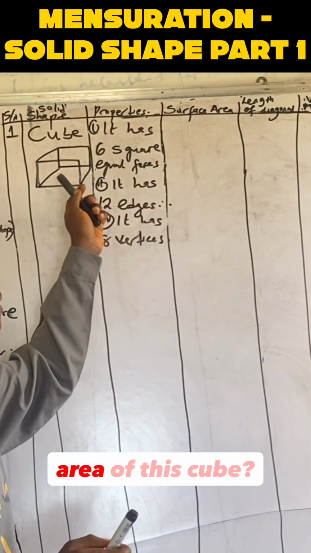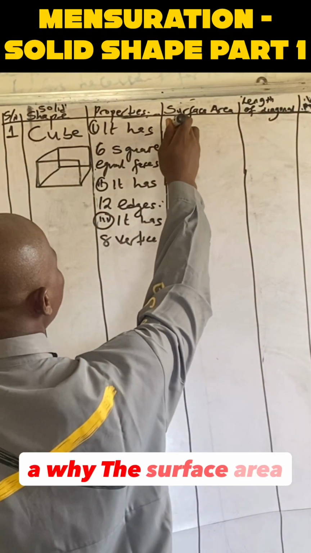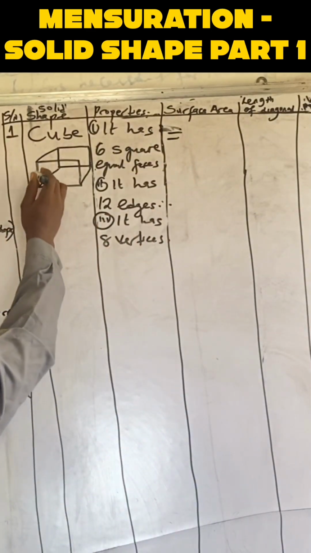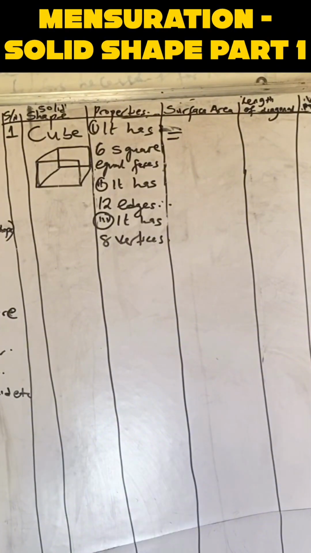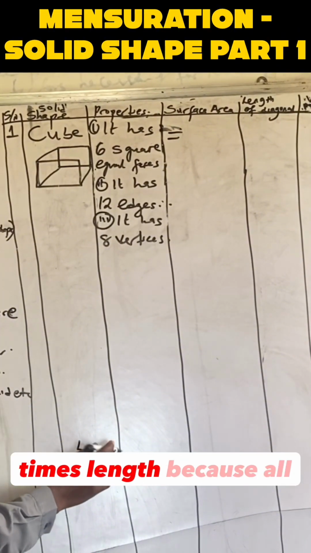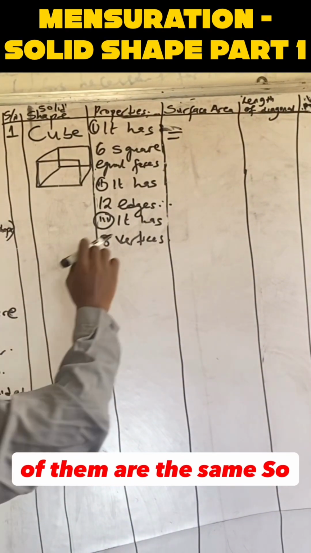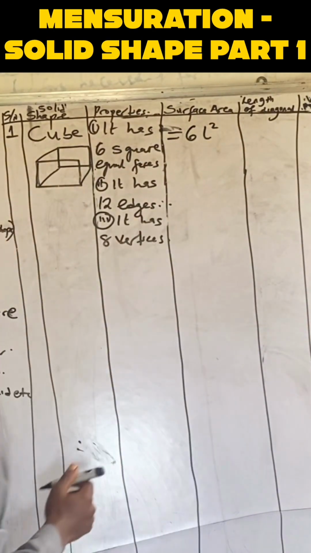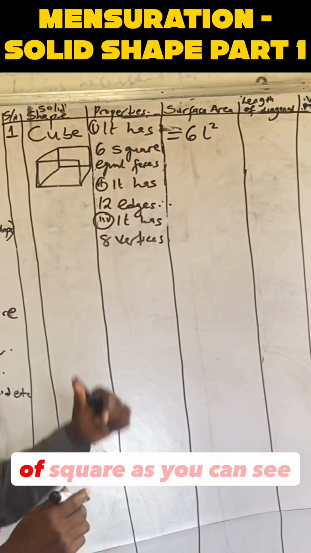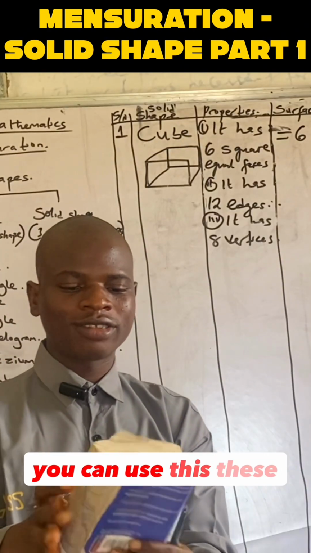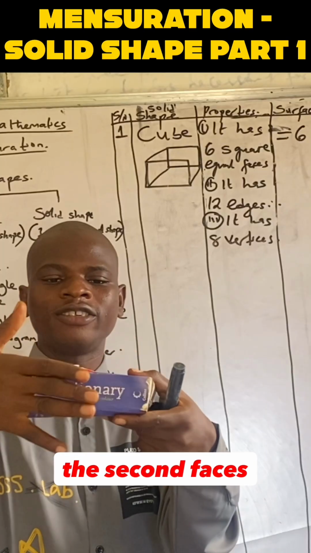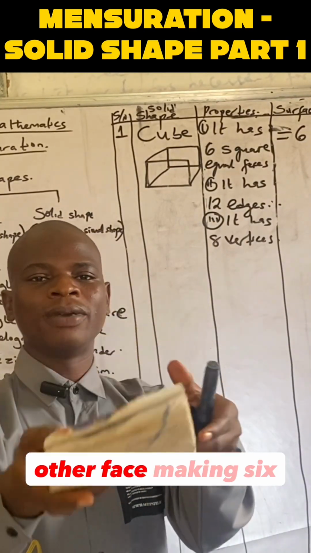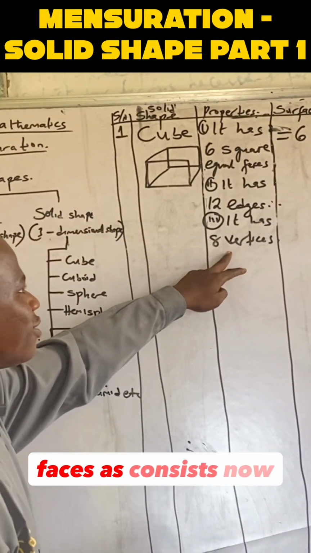Then what is the surface area of this cube? The surface area is equal to the squares that you have here. What is the area of a square? Length times length, because all of them are the same. So how many squares does it have? 6. So it is 6L squared, because it has 6 faces that are squares. As you can see, this is one face, the second face, the third, the fourth. These are other faces up, and these are other faces, making 6 faces.